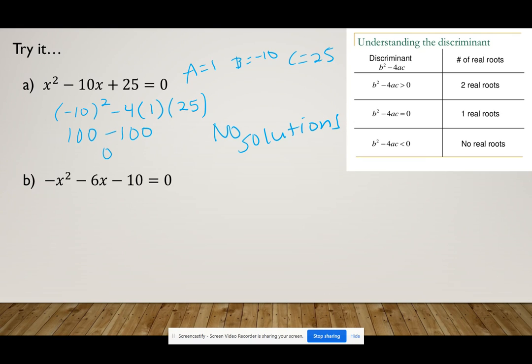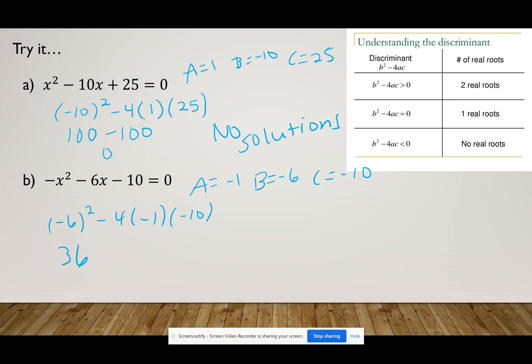Okay, and the second one, A equals negative 1. B equals negative 6. And C equals negative 10. So all negatives. So we have negative 6 squared minus 4 times negative 1 times negative 10. Okay, so negative 6 squared is positive 36.